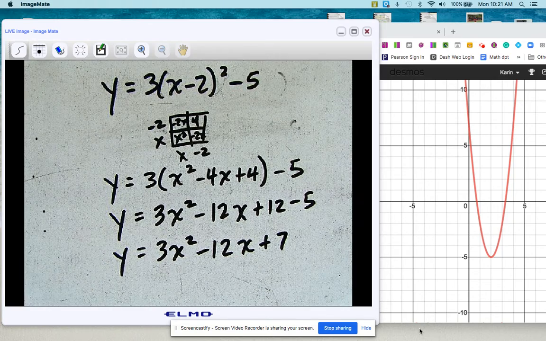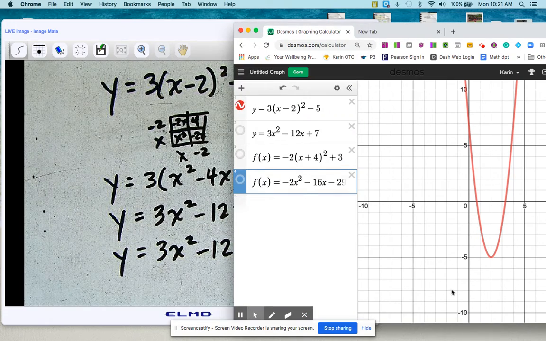Okay, and if we look at this, do you think there's a way I could tell that these are actually equivalent to each other? Here's the first one graphed, y equals 3 times x minus 2 squared minus 5. And then I'm going to graph 3x squared minus 12x plus 7. I'm going to turn that graph on. What do you think should happen? Did you notice that it just plotted right on top of the other? So they are actually equivalent to each other.